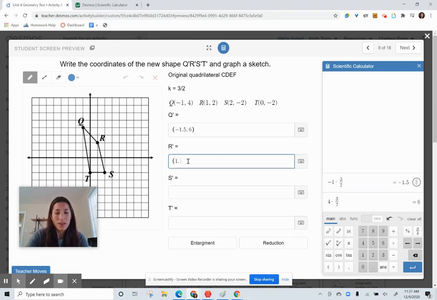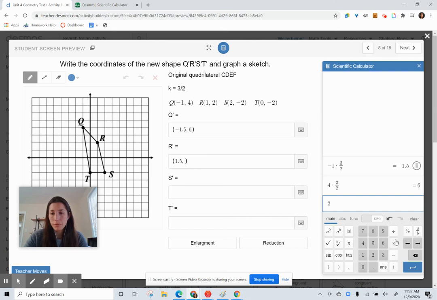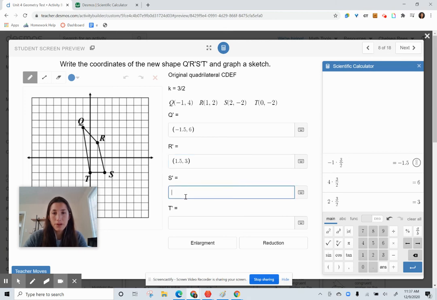So our 1.5 is the same value. It's in a decimal format. And then let's multiply 2 times 3/2. It's going to be 3. And then for S, we just multiplied 2. So that's going to give us an answer of 3, -3.